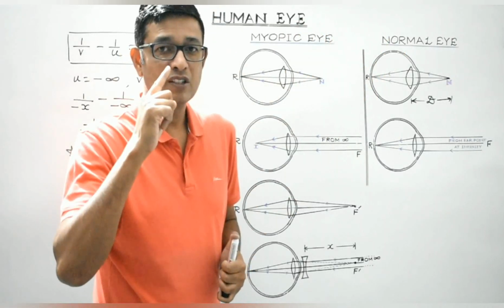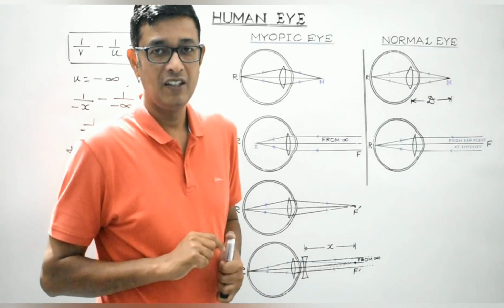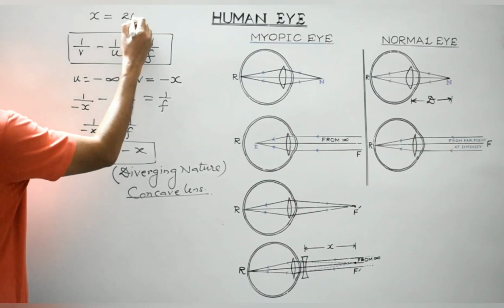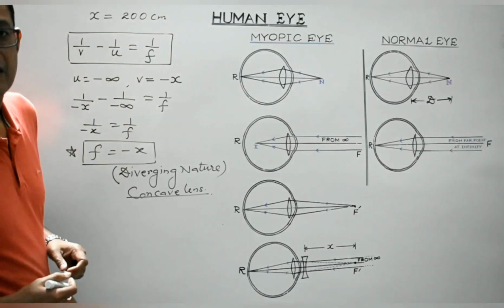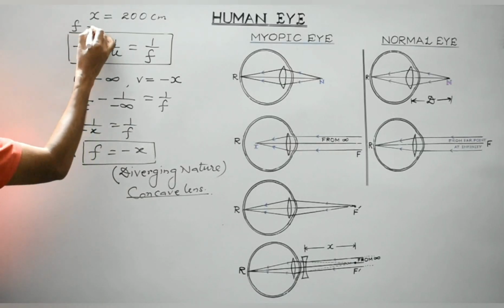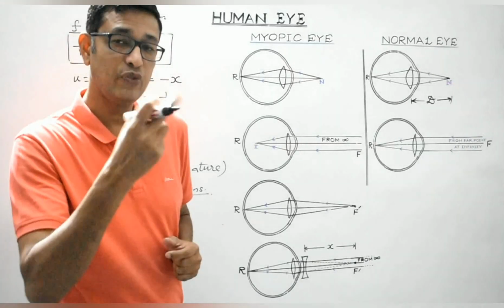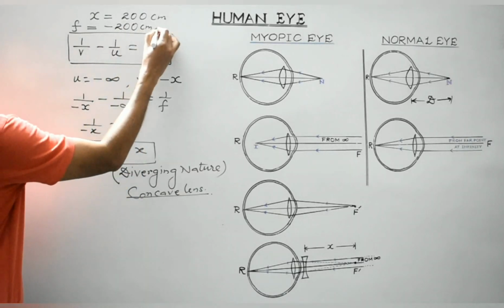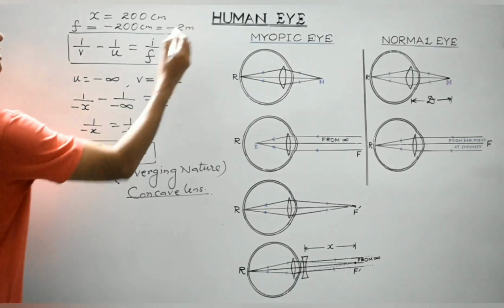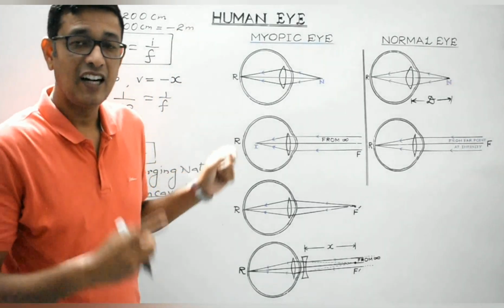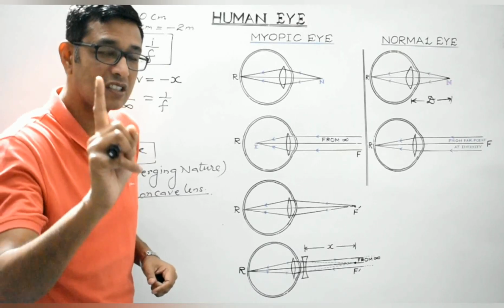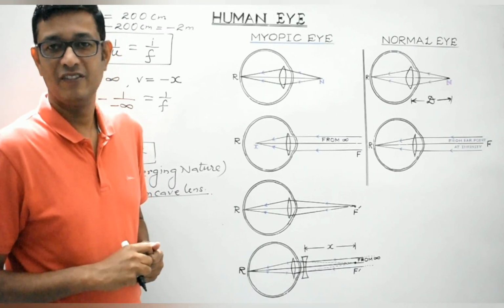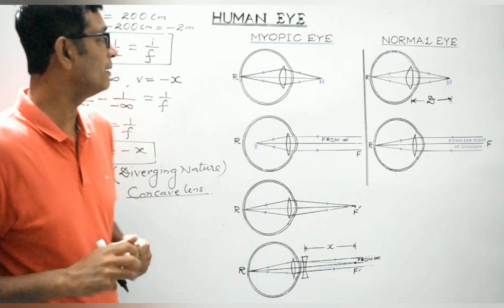So what is the power of the lens which I am using? So for that, what I do is, X in my case is 200 centimeter, right? So what will be the value of f, focal length of the lens which I am using? It will be minus x, so it will be minus 200 centimeter, that is minus 2 meter. So negative sign suggests that I must be using a diverging or a concave lens. And what will be its focal length? It will be 2 meter. Clear, students?